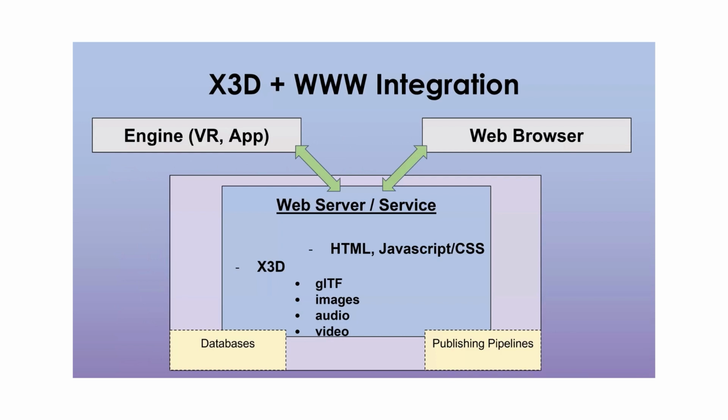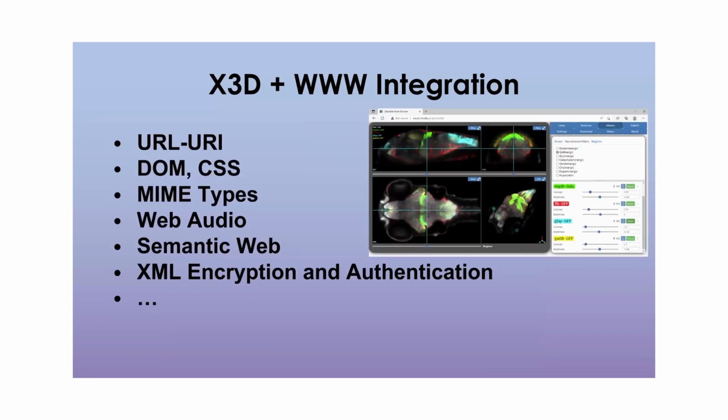How is this integration happening? We have our engines to do the rendering, and then we are using the web browser, HTML, JavaScript, CSS, and with X3D, again, like we said, we can inline GLTF, images, audio, video. Next step is we use URLs, URIs, DOM, CSS, MIME types, web audio, semantic web, and XML encryption.